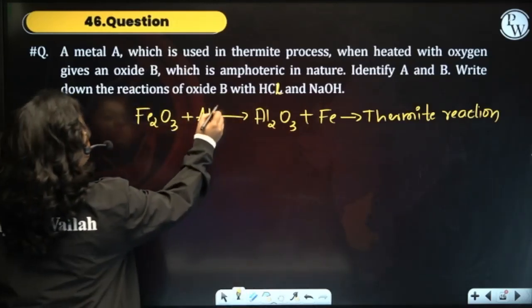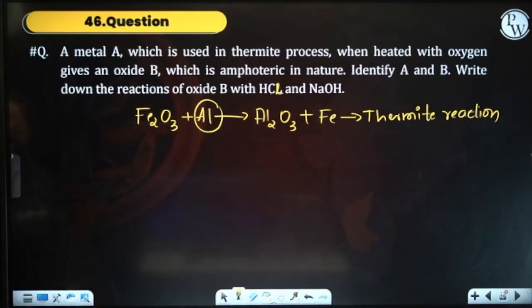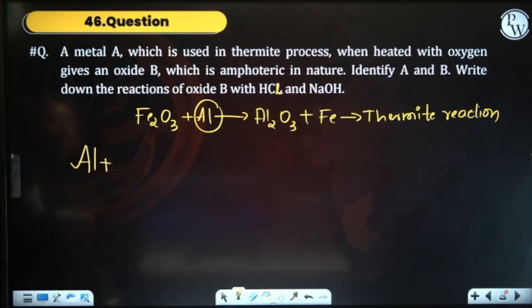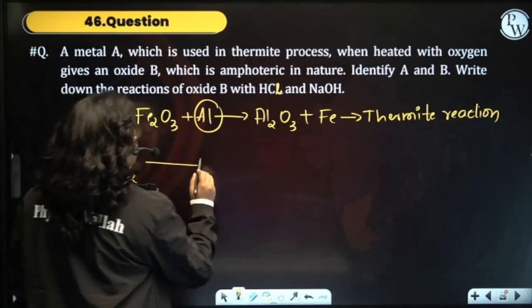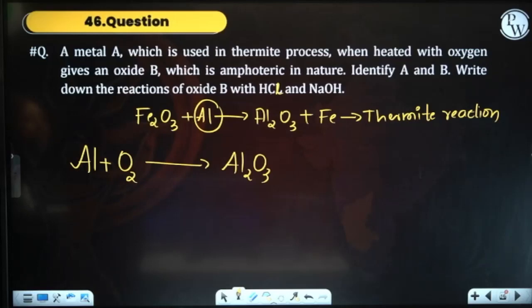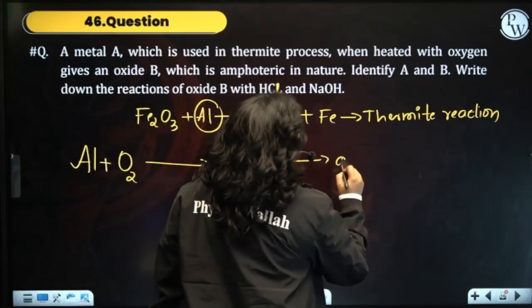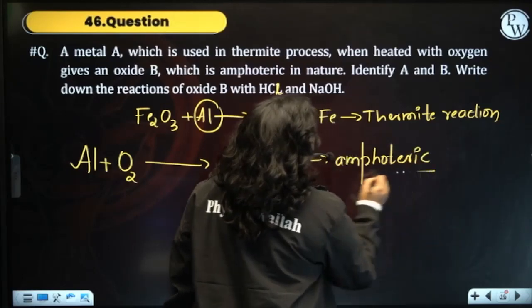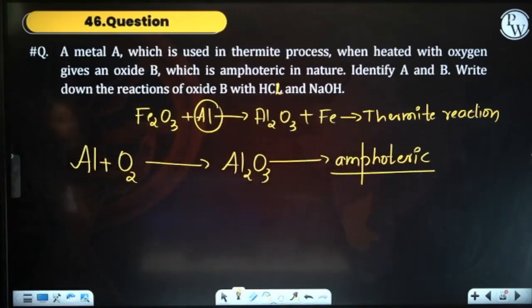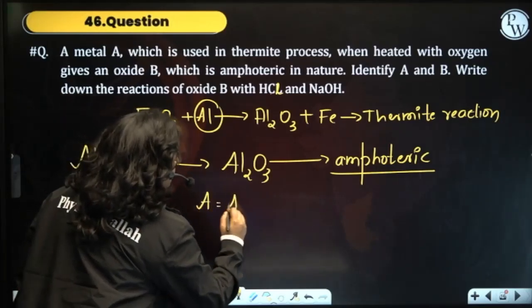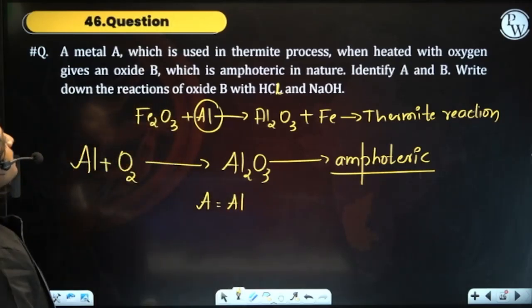Which metal do you use here in the thermite reaction? Aluminium. Now when you treat this aluminium with oxygen O2, you get Al2O3, which is amphoteric in nature. Identify A and B. So what is A here? A is aluminium. What is B here?